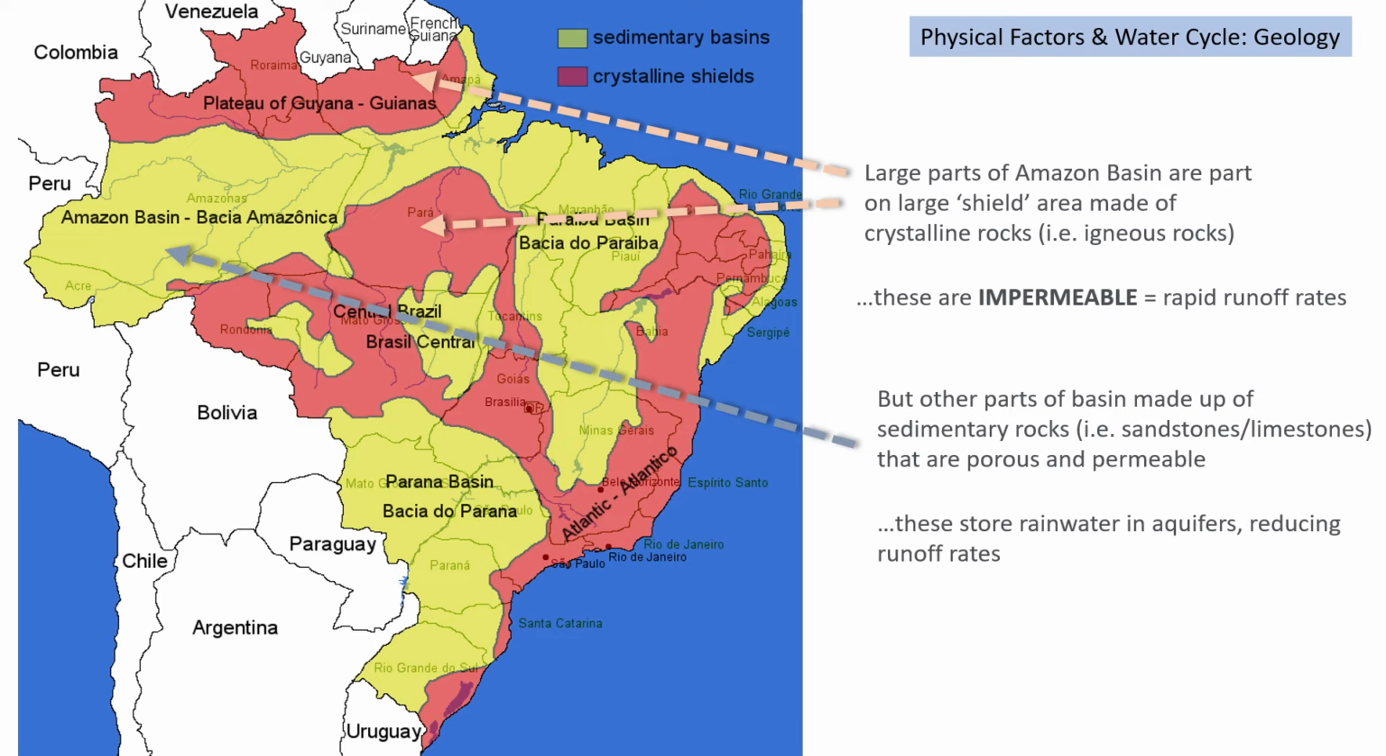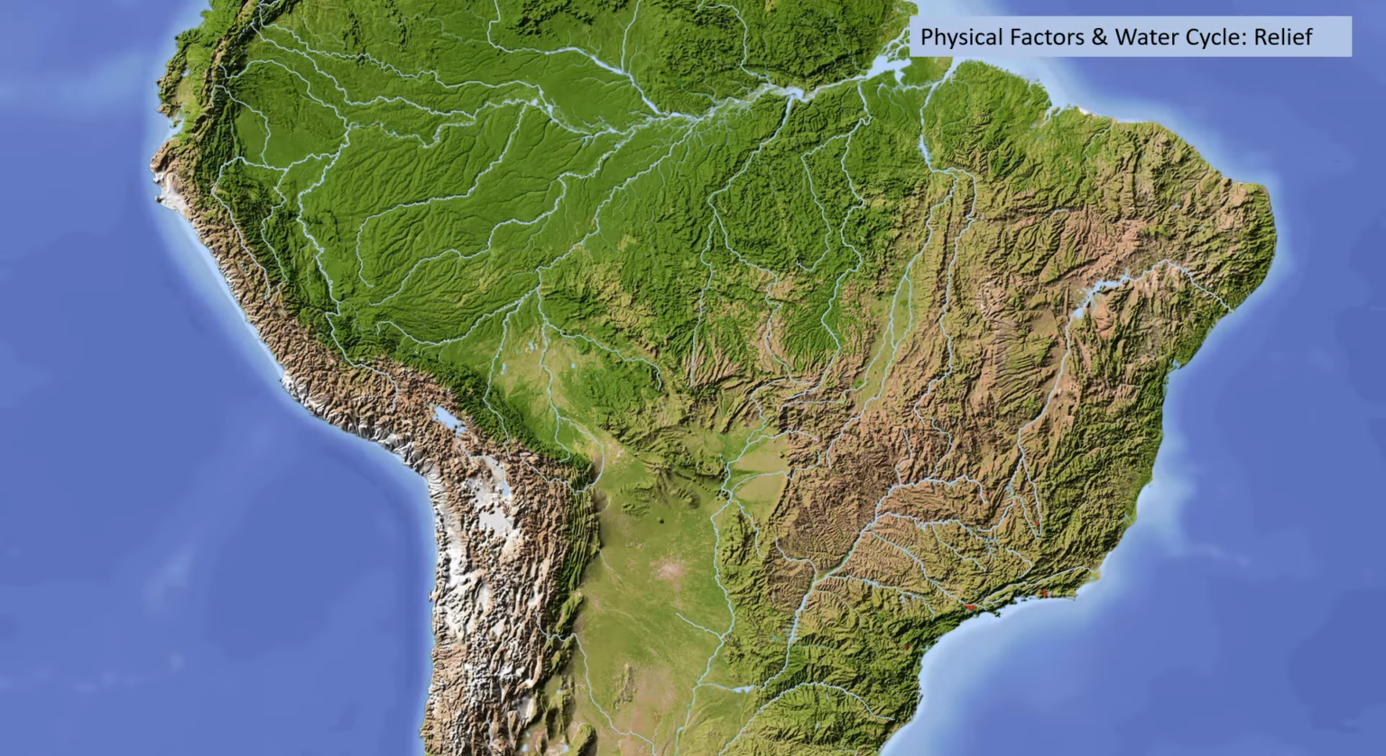therefore the water that falls in that area is going to sink into the ground. It's able to infiltrate, and therefore it's going to end up in aquifers and reduce the runoff rate. So depending on the geology of the Amazon basin, in different parts you're going to get different runoff rates and different infiltration rates. As we can see, a lot of the basin is made of that crystalline rock, and therefore there's going to be rapid runoff rates.